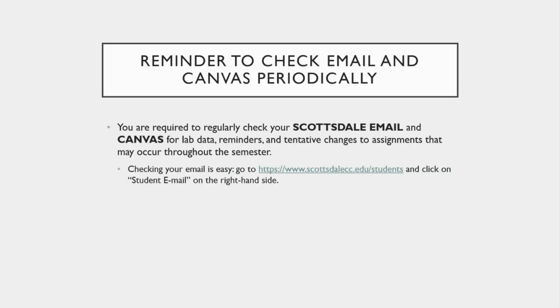So all students will be required to regularly check their Scottsdale email and Canvas for messages, for lab data, reminders, and tentative changes to assignments that may occur throughout the semester. For students new to SCC, you can check your email by going to www.scottsdalecc.edu/students and click on Students Email on the right hand side.